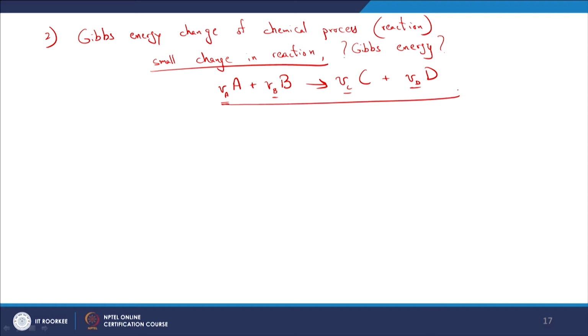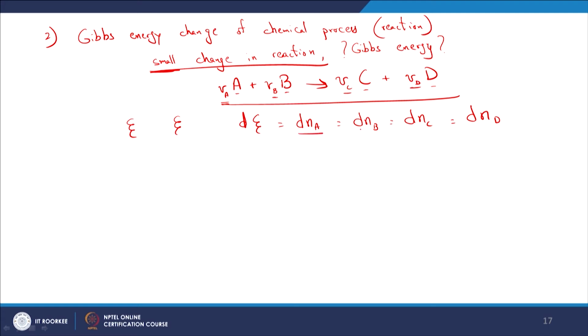Let us define a term for the small change in reaction, the Greek letter Xi. I guess my handwriting is very poor. For a small change in the reaction, I want to equate that to the change in moles of compounds A, B, C and D. So how do I do that? I am still missing a few terms.